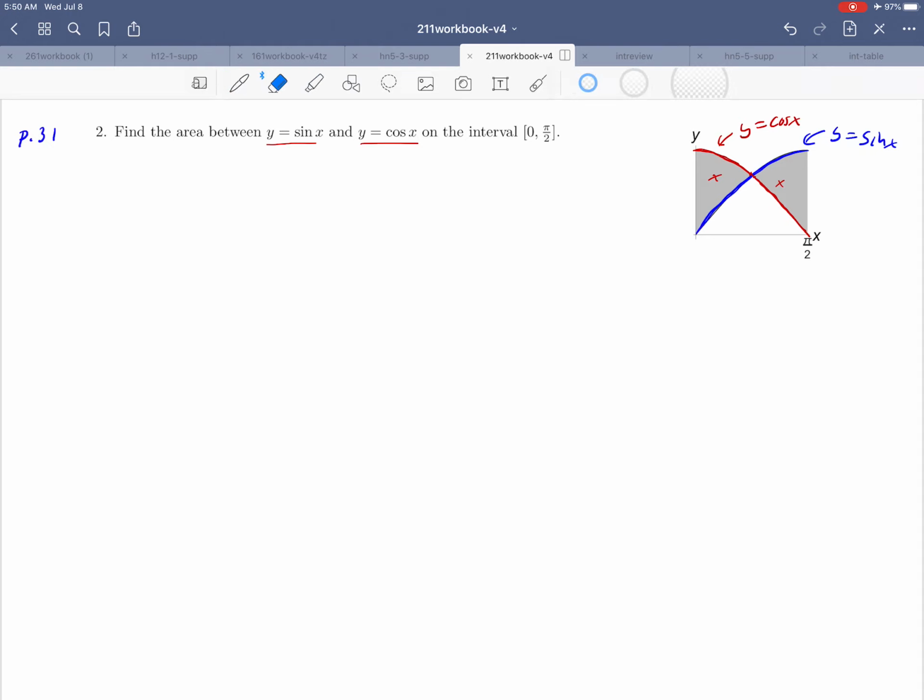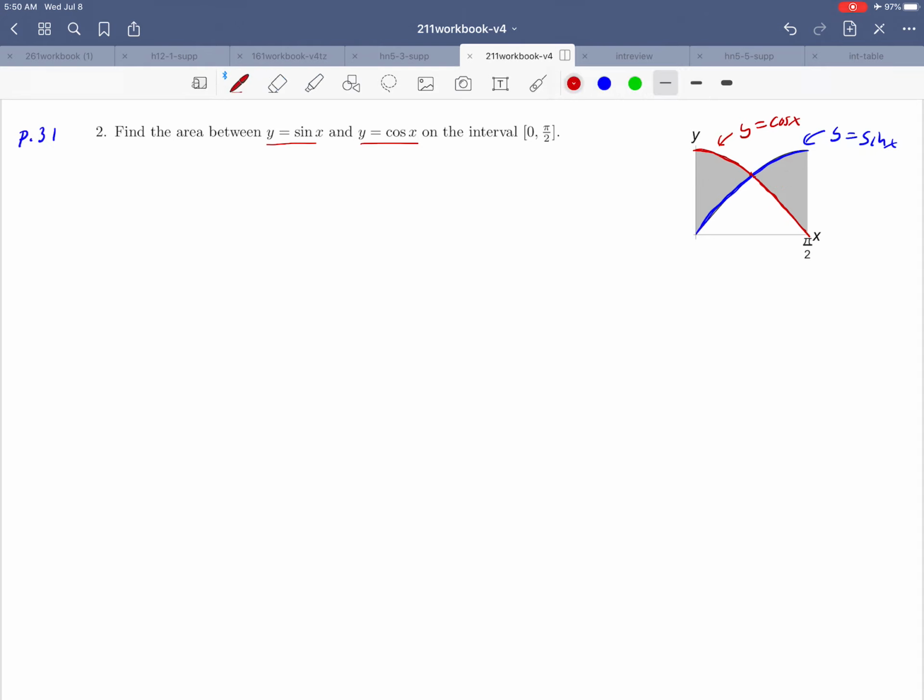Well, we've got two choices. We could split this into two separate integrals. Notice that the point right in the middle between 0 and pi over 2 is pi over 4. So we could integrate from 0 to pi over 4 and take cosine of x minus sine of x, top minus bottom, and then add that integral to a second integral that goes from pi over 4 to pi over 2, where the functions are flipped around, and we have sine minus cosine. That would be a lot of work, though.